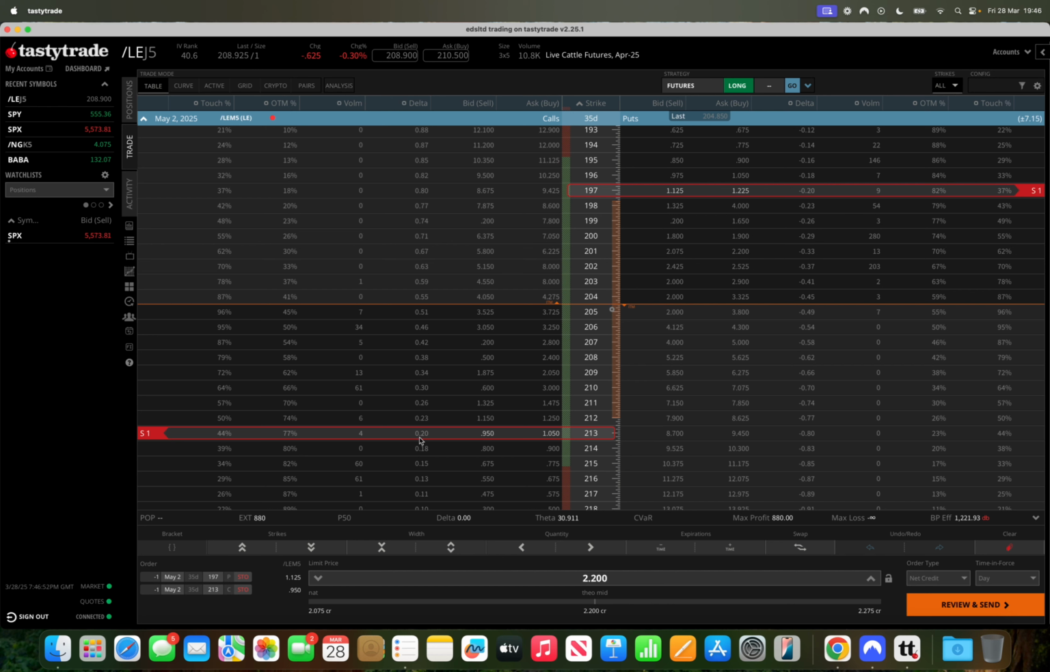So basically, if you have a delta of 20 on this side, a delta of 20 on that side, that's a total delta of 40, which means that you have a 60% chance of these options expiring out of the money. Okay, which is what we want.